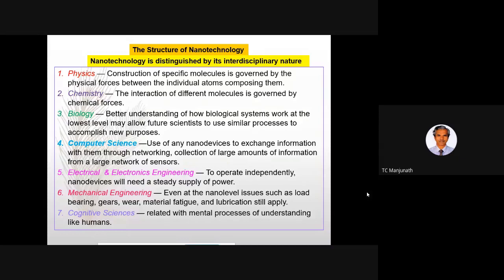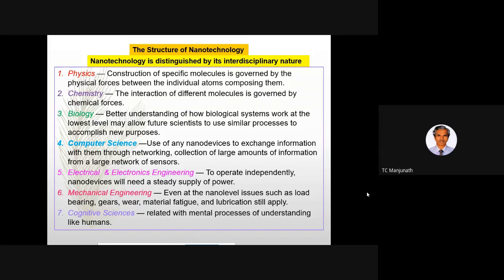You need actuators. You need motors to move it from rest. So electrical and electronic circuitry is needed to transmit the power, or to transmit it wirelessly to the system or to a particular place. Mechanical engineering: even at the nano level, issues such as load bearing, and gears are there. You have to transmit the power. Where is the wear and tear? Mechanical parts will be subjected to wear and tear, for example the silicon gears. Material fatigue and reliability will be there.